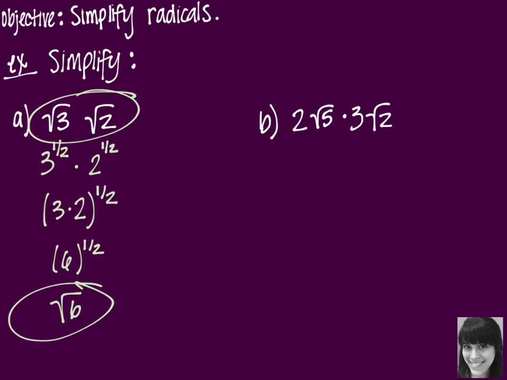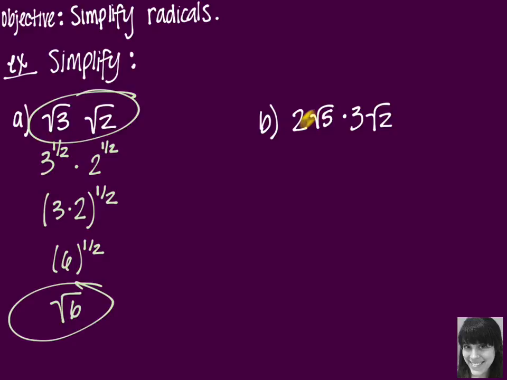Now, I'm looking at B, and it looks a little weird. Doesn't quite look like A, but it does. Does and it doesn't, right? So, in between the 2 and the square root of 5, what is right here? Anyone? Yeah, it's multiplication. Good job. So, hopefully somebody said it, because that would be awkward.